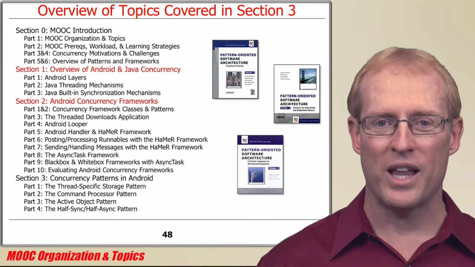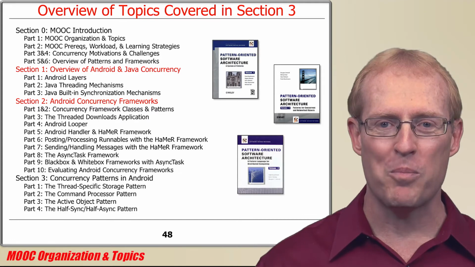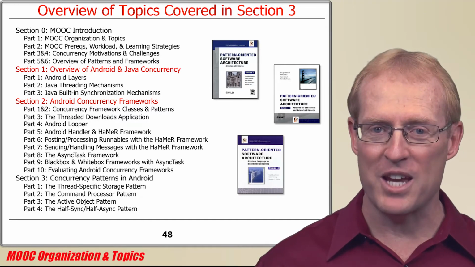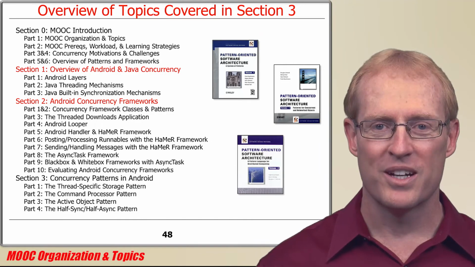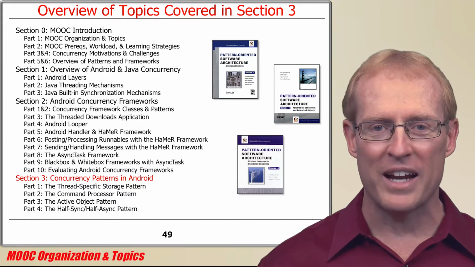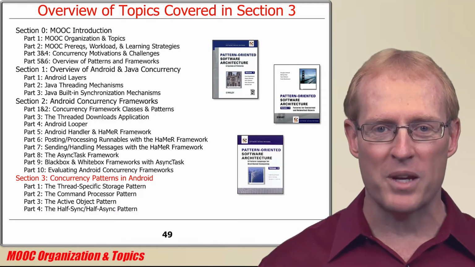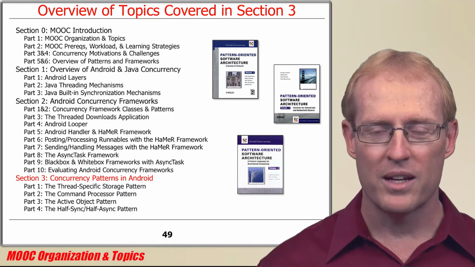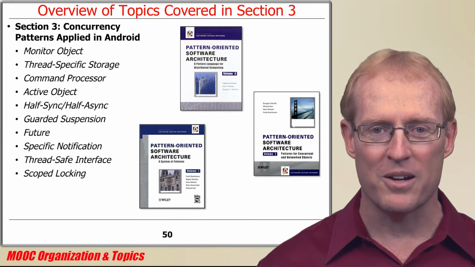Sections 1 and 2 outline how various POSA and Gang of Four patterns are applied in Android's concurrency infrastructure and applications developed atop this infrastructure. Section 3 goes further to show how certain of these patterns are applied in concurrent Android frameworks and applications. These frameworks and applications, along with the underlying Java mechanisms upon which they're built, apply many POSA concurrency patterns.